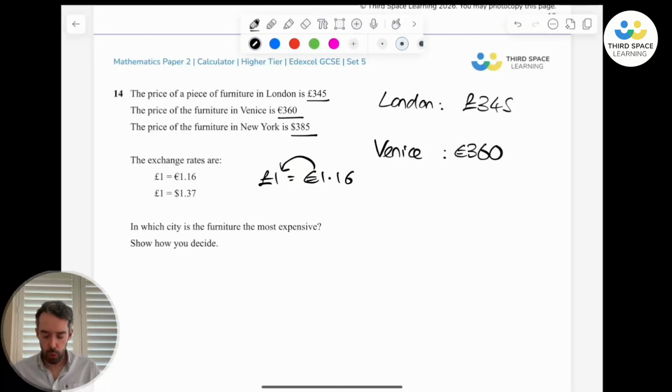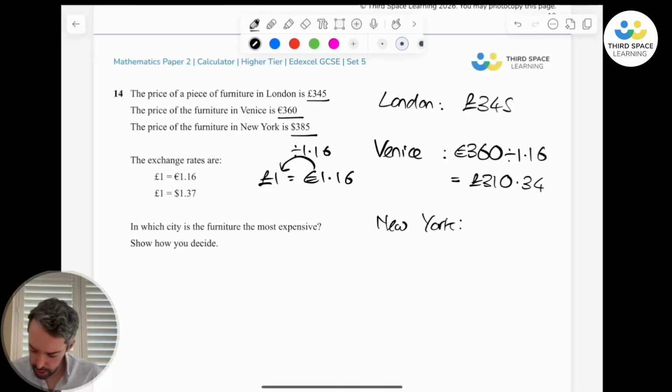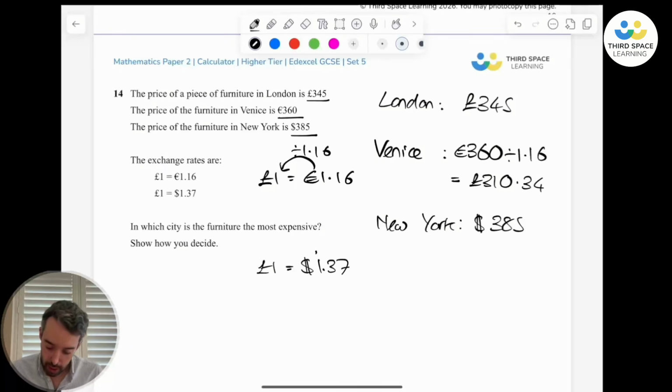So my question is, what do I do to 1.16 to get 1? Well, I divide it by itself, don't I? I divide it by 1.16. So let's divide that by 1.16 and we get £310 and 34 pence. Remember, I'm rounding to 2 decimal places because it's money. Let's look at New York. So New York was in dollars, 385, and it was £1 is equal to $1.37. So to get from dollars to pounds, what do I do to 1.37 to get 1?